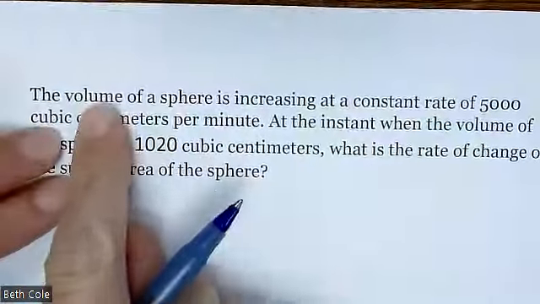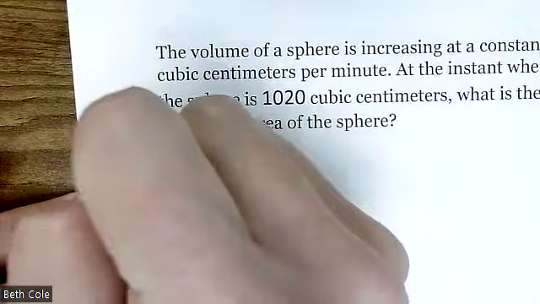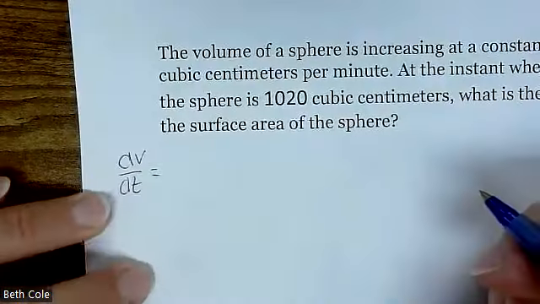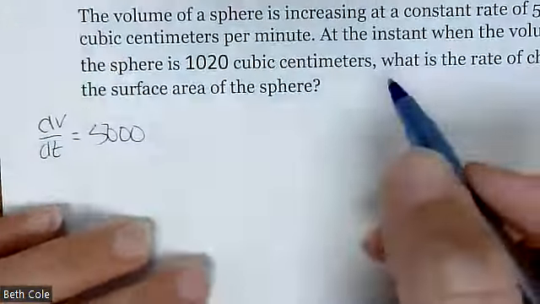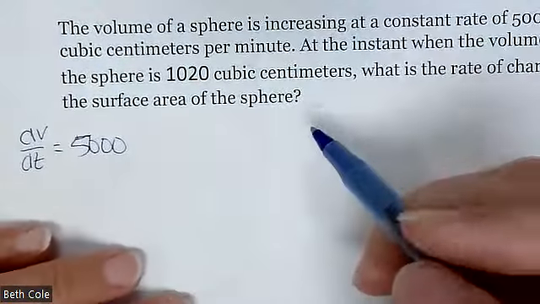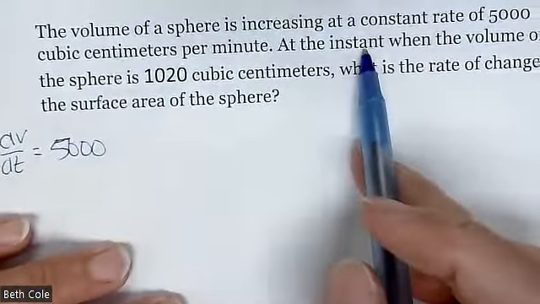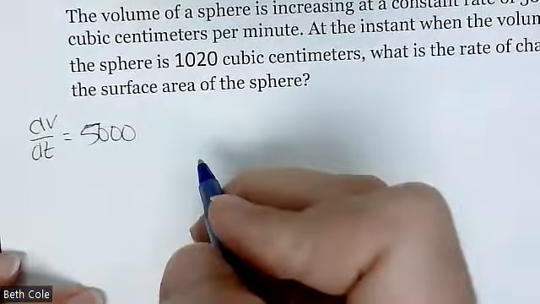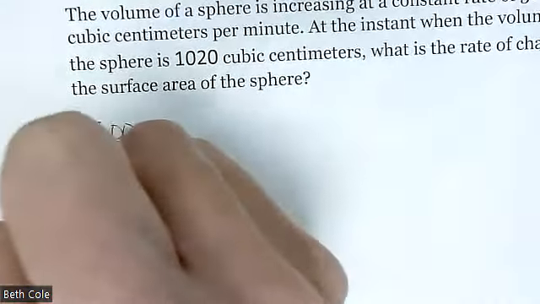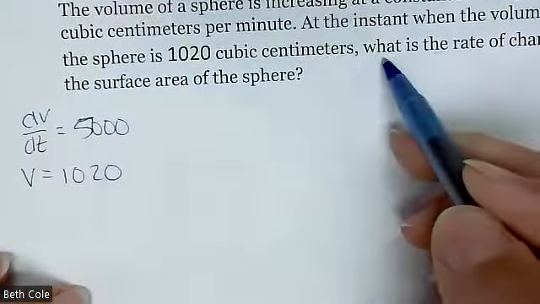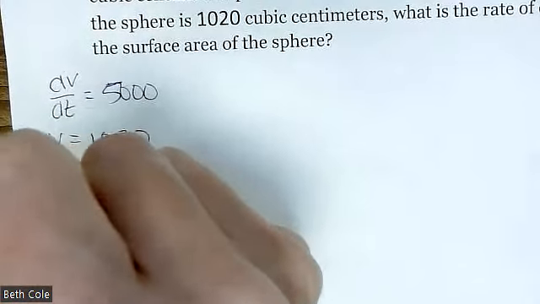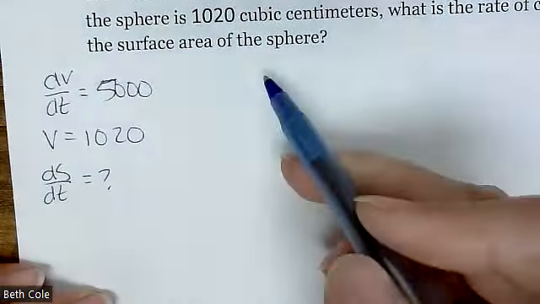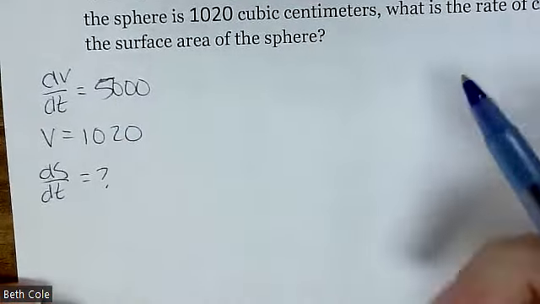All right. Volume of a sphere is increasing. So that's dV dt. It's going to be positive since it's increasing at a rate of 5,000. They give such big numbers here. Again, I changed them a little, but I tried not to change them a whole lot because I want this to really be comparable to what you're doing on deltamath. At the instant, we're going to pause, when the volume is 1,020 cubic centimeters, this is your question mark, rate of change of the surface area? So dS dt is our question mark. It should be positive because if the volume's getting bigger, the thing's growing.